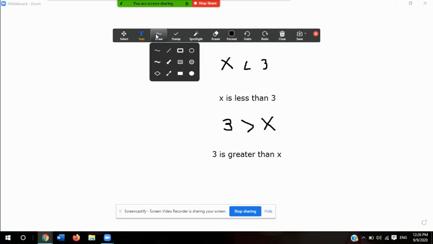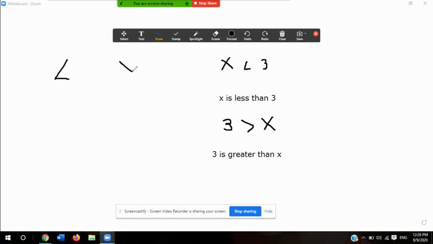Which then brings me to explaining these signs. This sign right here is less than, and this sign right here is greater than. Let me write that down. This one right here is less than, and this one is greater than. What you need to understand is that the inequality sign will always face the greater term. It's just the way that you read it which makes it less than or greater than.